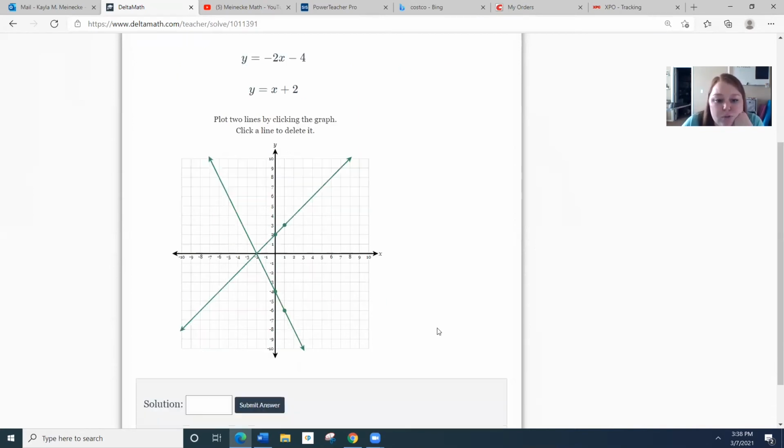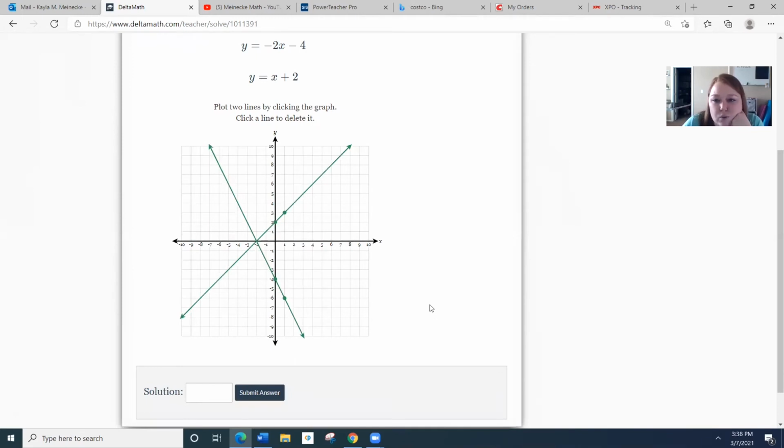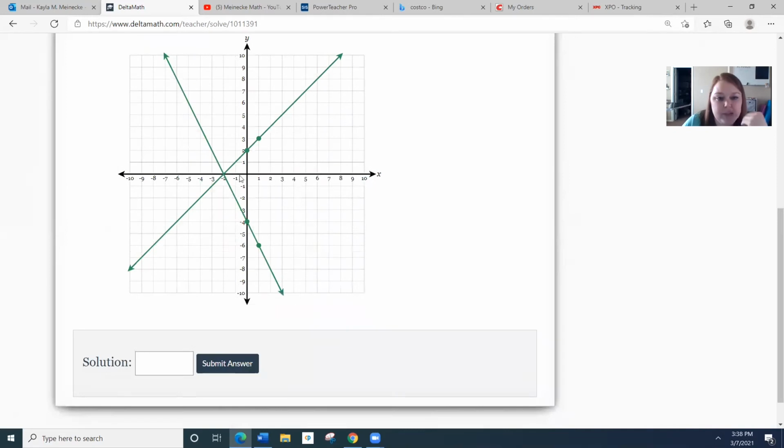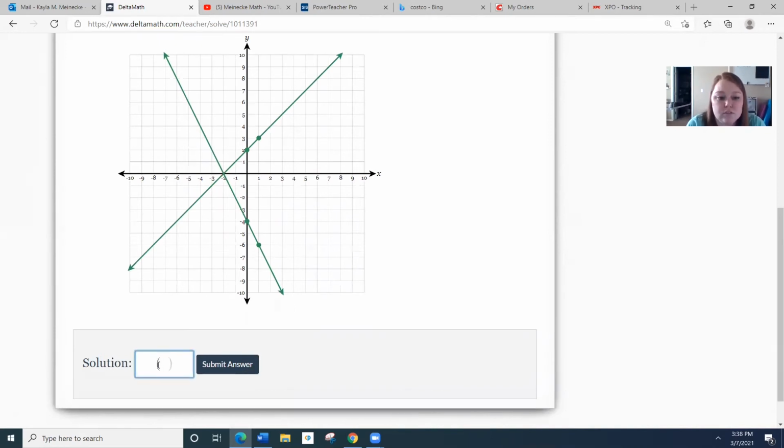So where do they intersect? That is the whole question. So I'll zoom in for you if that's helpful. But right here is where they cross, okay? And you're not going to click on the intersection point or else the lines are going to get deleted. But as soon as you see the intersection point, you're going to do parentheses and then write the x value, which is negative 2, y value 0, and your parentheses, and there you go. Negative 2 comma 0 is your solution.